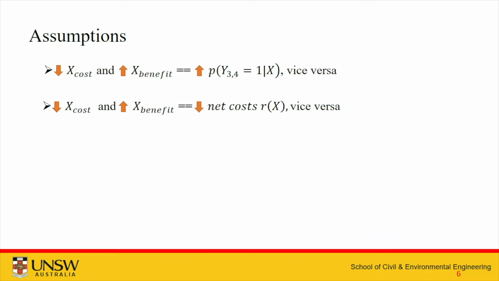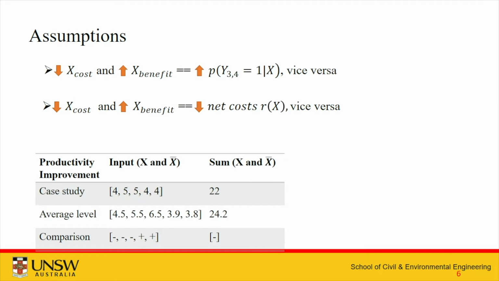So I show it in a table. So this is the case. The case study example is what I showed in the previous slide. The case study for productivity is shown as 45544. As we mentioned earlier, we have already scaled the data, so I am using the scaled average level here as the average level of the whole industry.